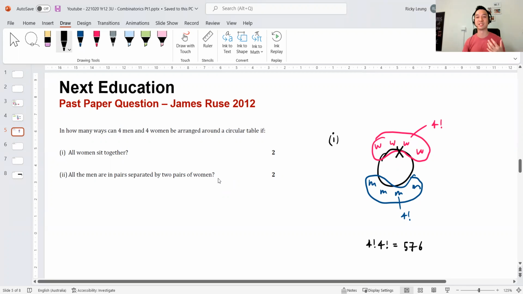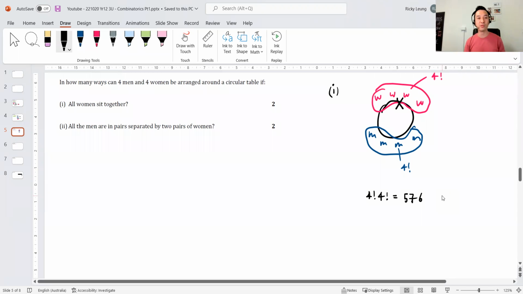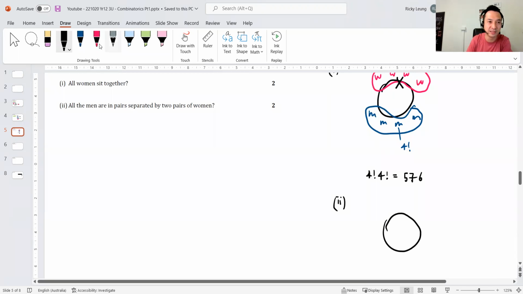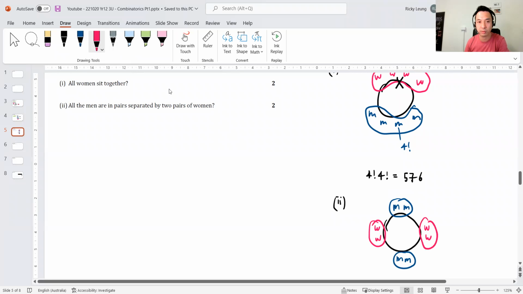The next question worth 2 marks is much more intense. Let's see. All the men are in pairs separated by 2 pairs of women, right? So let's have a look. If I had a circle, in this case, it's basically saying I have men, men, men, men, women, women, women, women, all separated by 2 pairs. So basically on the flanks, it's 2 pairs of women, if I were a pair of men.